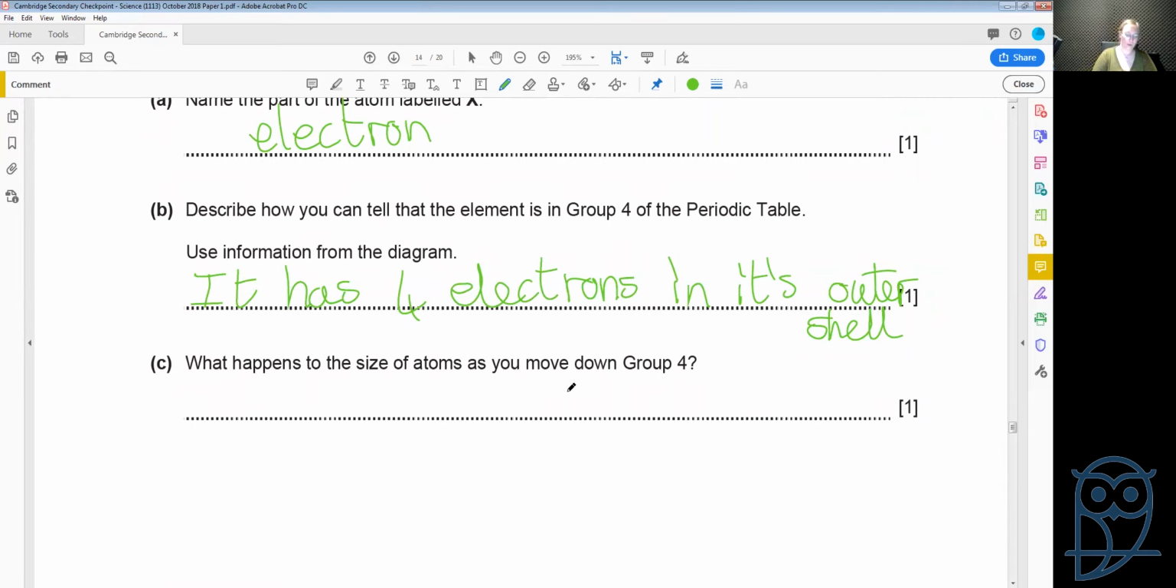So here in group 4, as we move down, what happens to the size of the atoms? The atoms get bigger. Or larger size, and so forth.